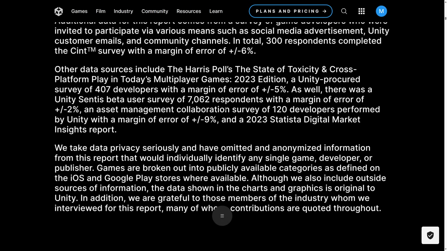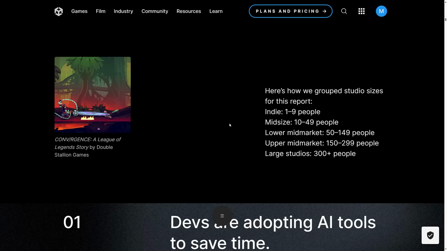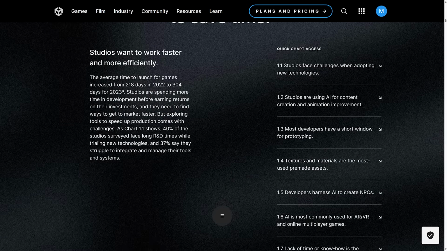And asset management collaboration survey of 120 developers with a margin of error of plus or minus 9%. And 2023 Statista Digital Market Insights report. And all of the data was anonymized for, like, their server stuff. Here's how they broke down the size of the various different studios in their reporting. And then, so we get into the AI side of things.